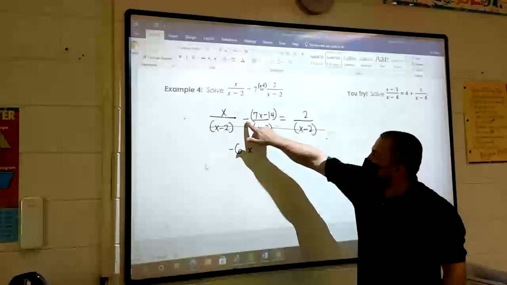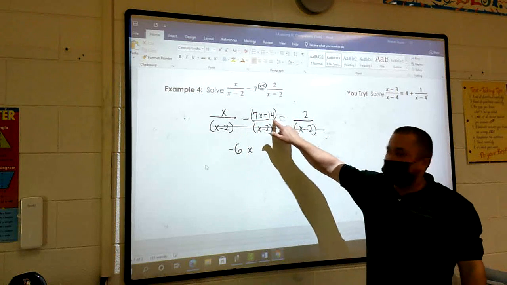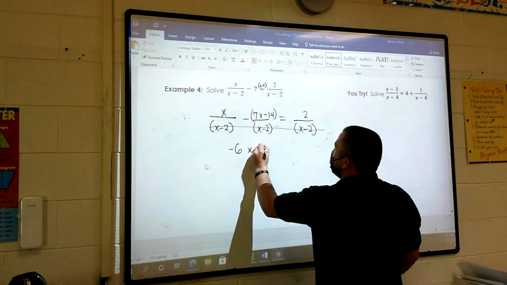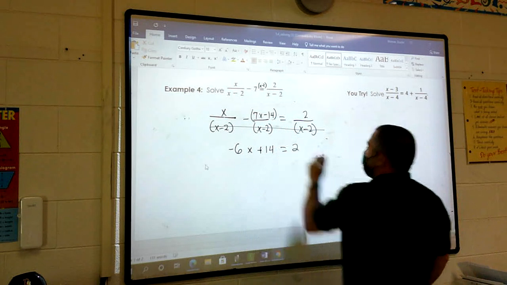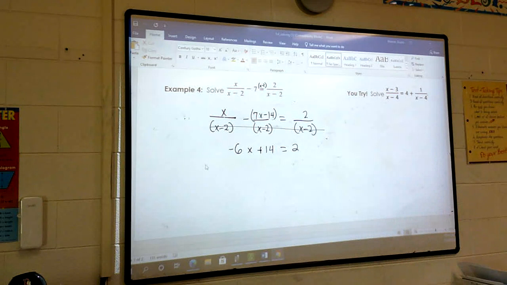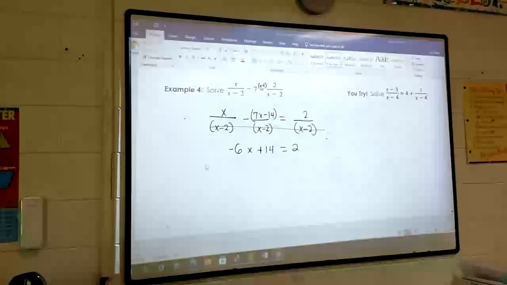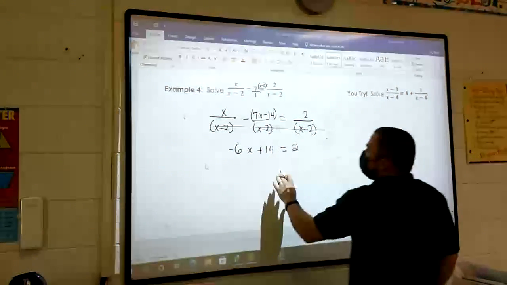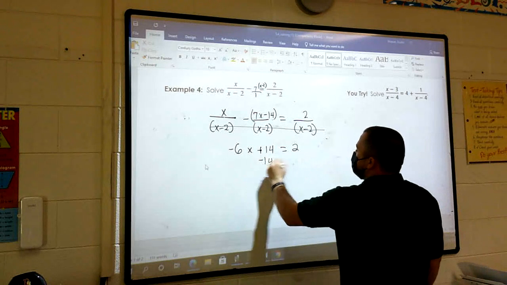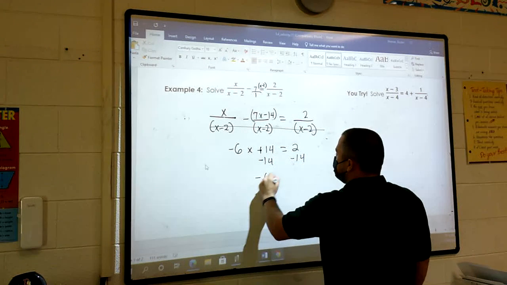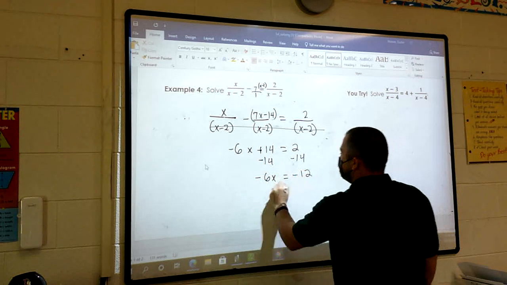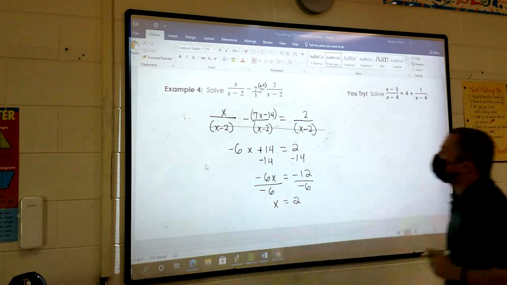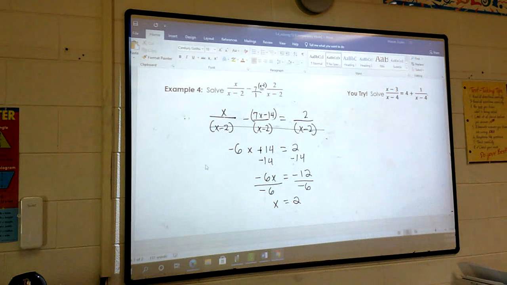This is a minus negative 14. What if you have a negative 14? That's a positive 14. Right? So that's where you could get a little confused, right? Because it's minus negative 14. That's a positive 14. And then you are going to solve it. So you're going to subtract 14. So you get negative 6x equals negative 12. And then divide by negative 6. So x equals 2. And that is the complete example number 4.